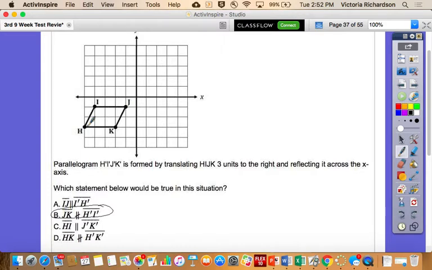Let's look at the rest of them. IJ is parallel to IH. That is not true. JK is not parallel to HI. That is not true.